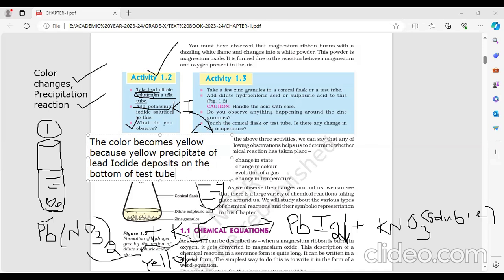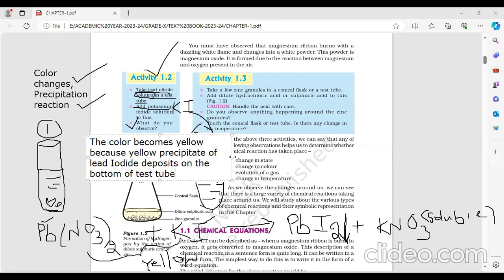Color becomes yellow, because the yellow precipitate is lead iodide, PbI2. That is in yellow color, and that is a precipitate which deposits at the bottom of the test tube. Okay, so whenever a precipitate forms, the arrow will be down. If it is a gas, arrow up.